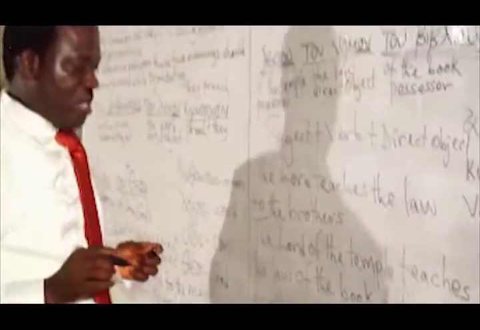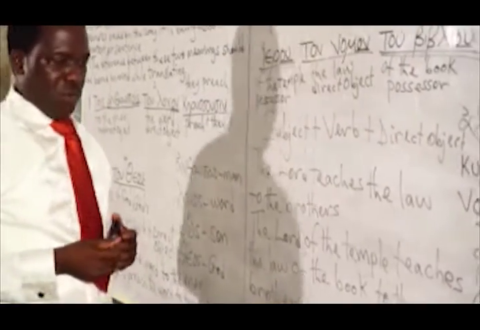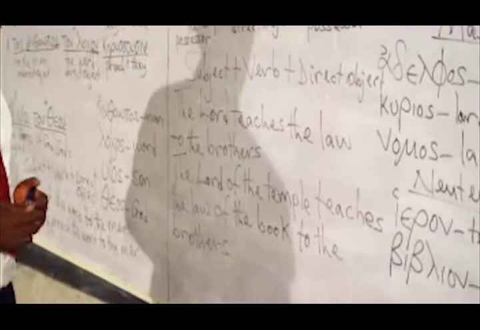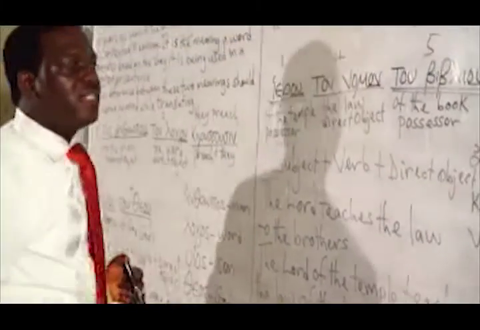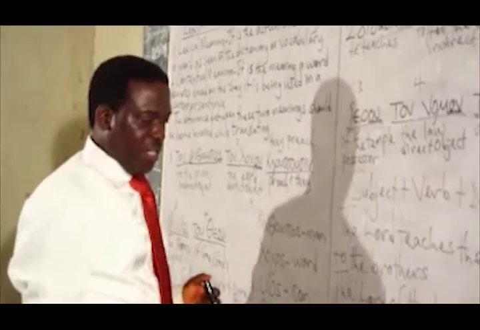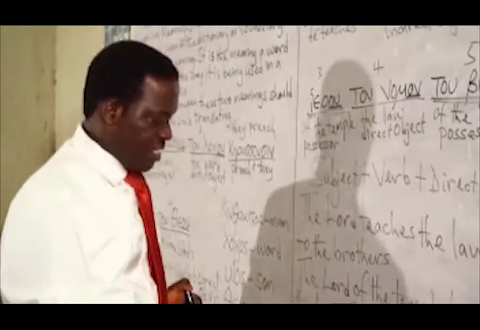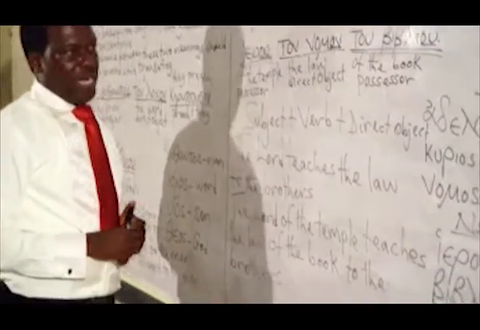We now have a balanced translation. The Lord of the temple teaches the law of the book to the brothers. So what we have in Greek here simply means in English, the law of the temple, the law of the book to the brothers.